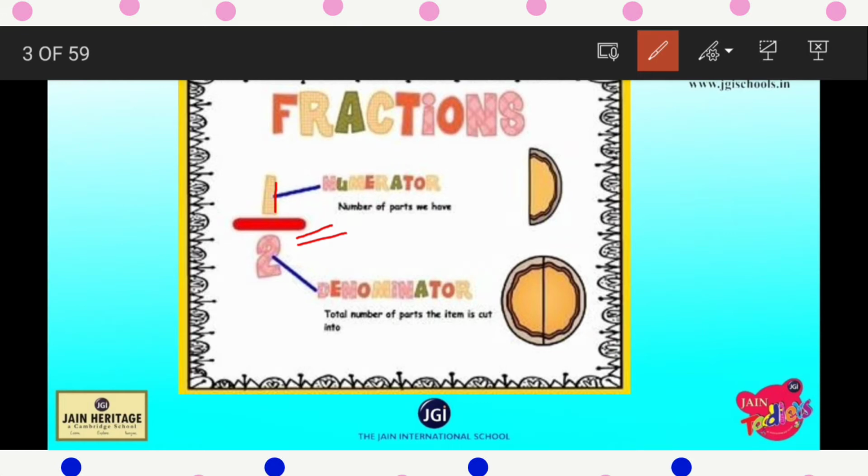Okay, so what do we mention in the numerator and the denominator? In the numerator we have to express the number of parts we have with us. And in the denominator it is the total number of parts the item is cut into. Can you see a circle here? How many parts are there? 1 and 2. And how many parts do we have? 1. So 2 is the total number of parts, that is denominator, and 1 part we have, that is numerator. 1 upon 2. It is a fraction.